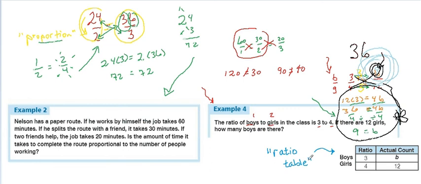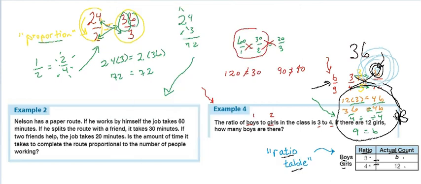If it asks you to make a ratio table, it looks like this, where you put boys over girls like I did here, and then you write ratio and actual count. The ratio is 3 to 4. Well, the actual is b to 12. Therefore, we have basically the proportion set up. Okay?